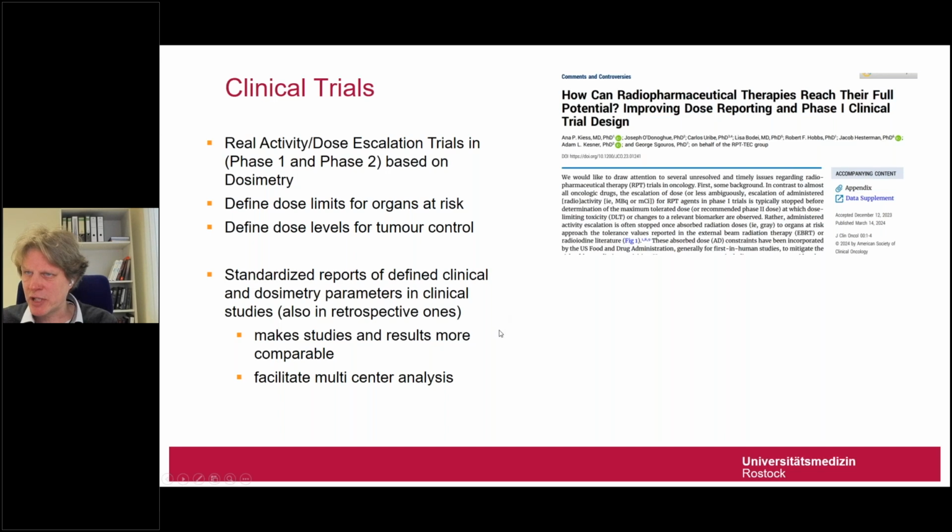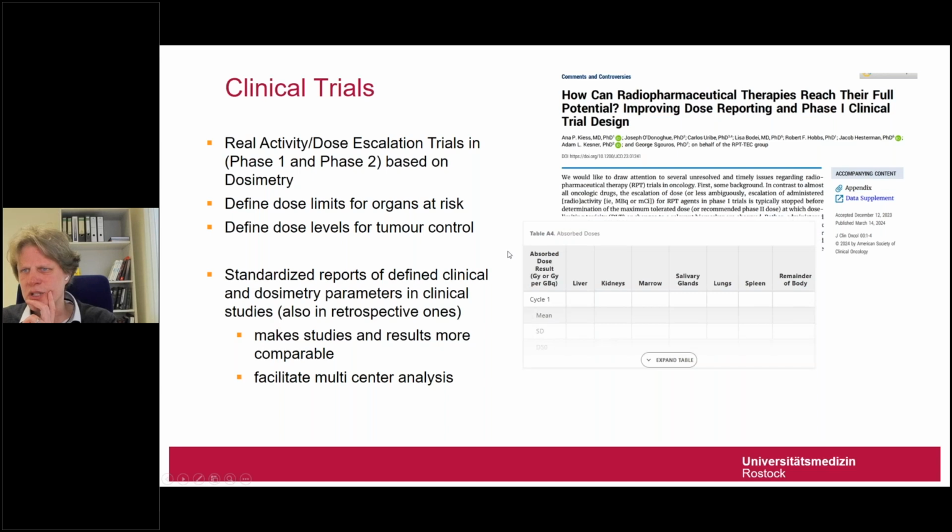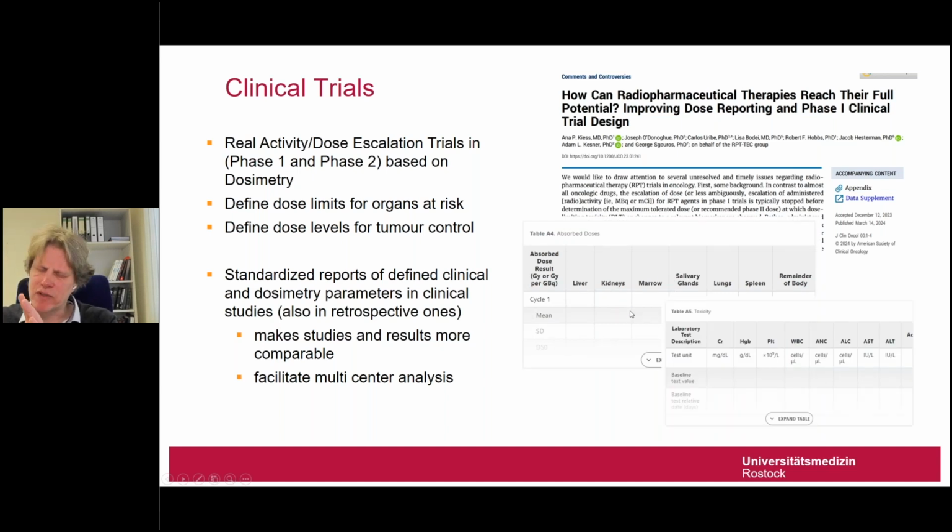And very, very recently, there is this very important publication that tackles exactly these needs. And they also designed some recommendations, what kind of parameters, what kind of information should be published or should be made available to facilitate such analysis.